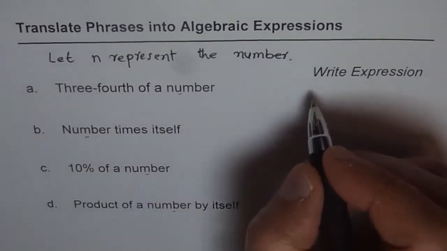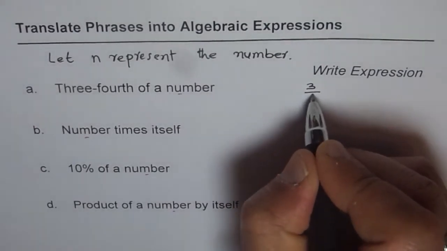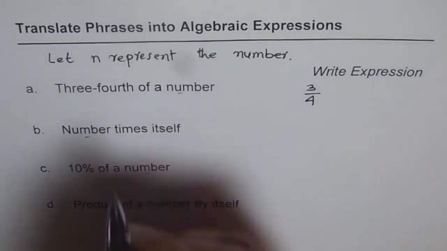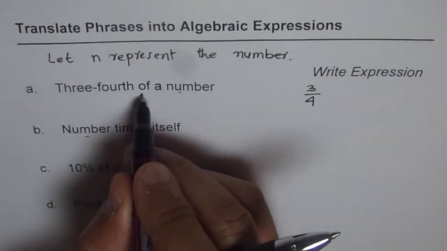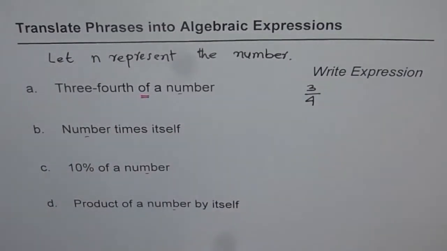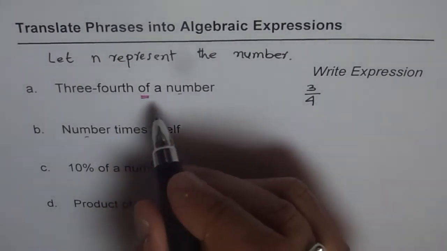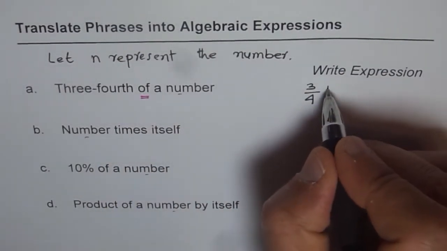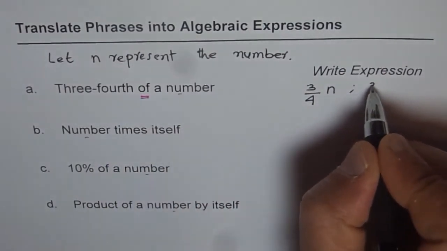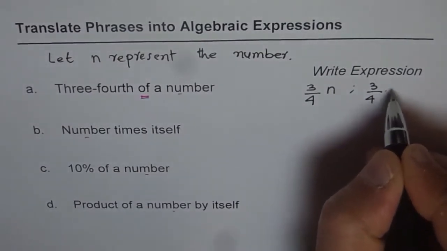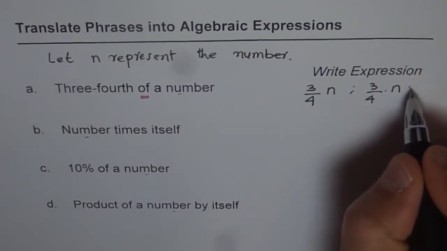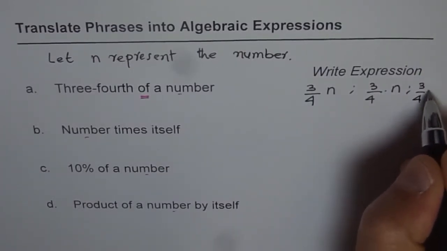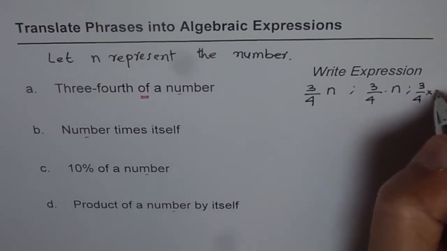3/4. 3/4 means what? 3 out of 4. 3/4 of. As we learned earlier also, of means multiplication, right? So 3/4 of means multiply by the number, so we can write just 3/4 n here. At times you can also write like this, 3/4 dot n, that means multiplied by n, okay? Or at times we could write 3/4 times n.